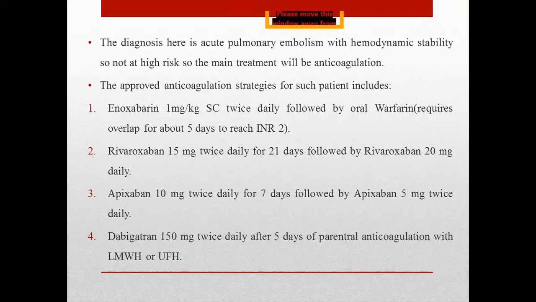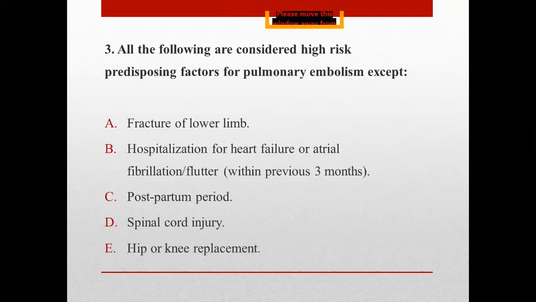So to the next question. All the following are considered high-risk predisposing factors for pulmonary embolism except: fracture of the lower limbs, hospitalization for heart failure or atrial flutter or fibrillation in the previous 3 months, postpartum period, spinal cord injury, hip or knee replacement. So answer please.